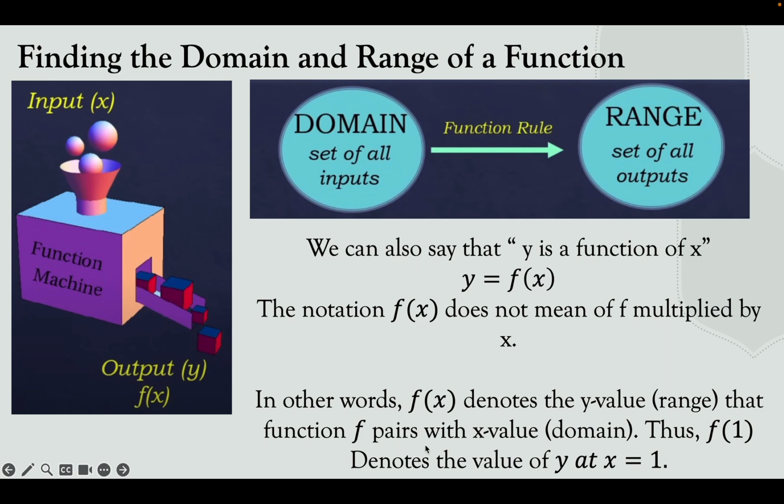So the function f pairs with values of x, or the domain. For example, f of 1 denotes the value of y at x equals 1. So if you are given x equals 1 and asked to find the value of y using function notation, instead of using y there, you will use f of x, so f of 1 is equal to the value where your x is equal to 1. Again, the domain is the set of all inputs, the independent variable. Using the function rule or the function machine, the range is the outputs, the set of all outputs or the dependent variables.